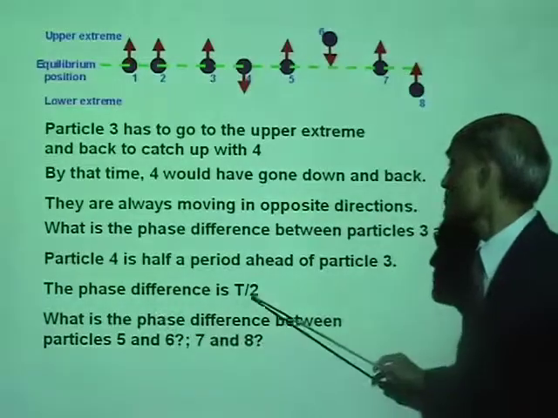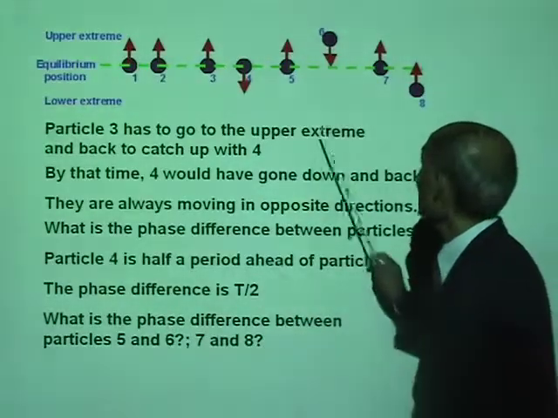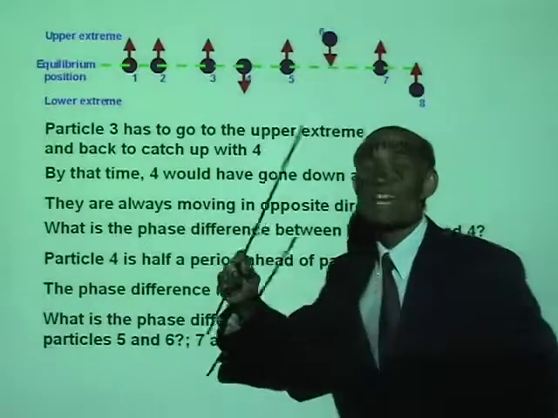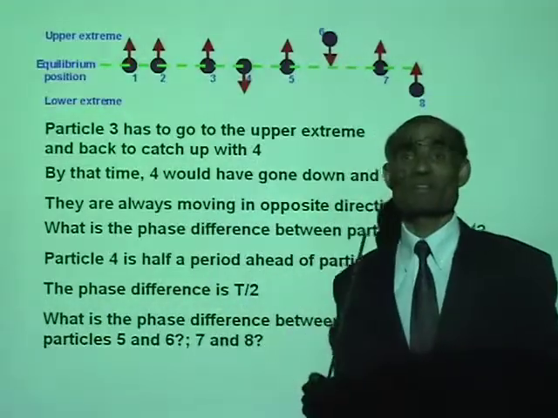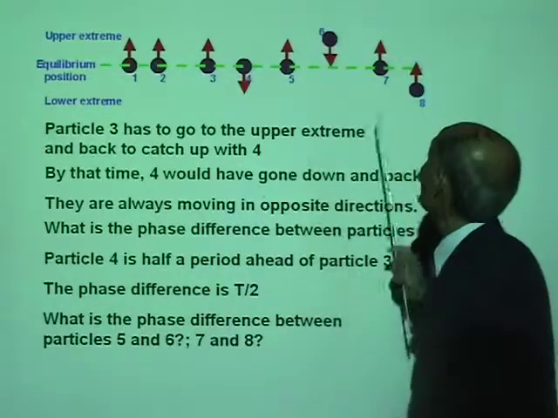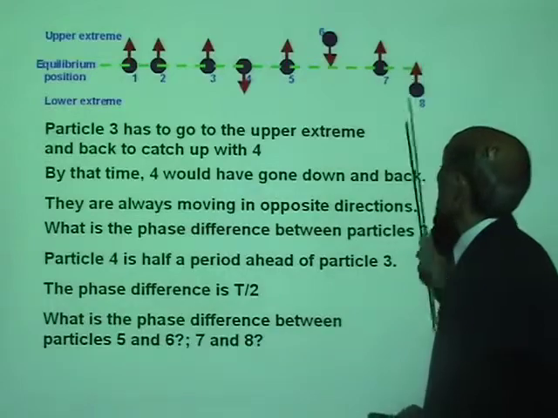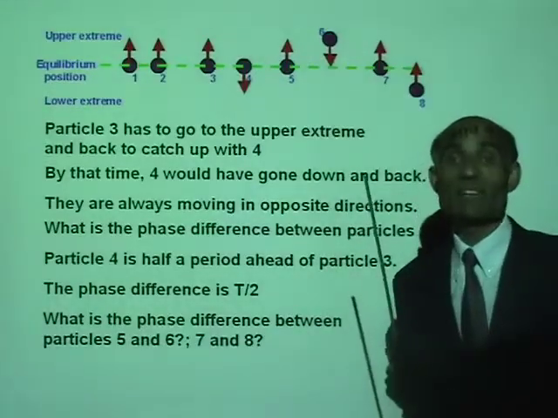Now, what is the phase difference between particles 5 and 6 therefore? The phase difference is a quarter of a period. In that case, can anybody tell me what is the phase difference between particles 7 and 8?